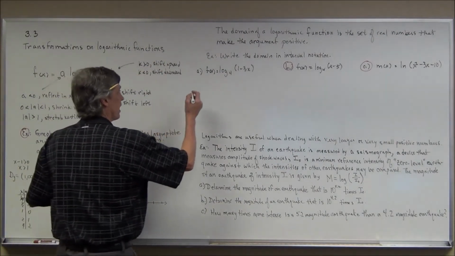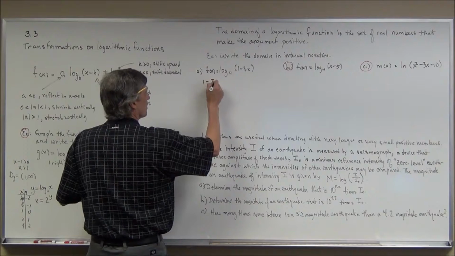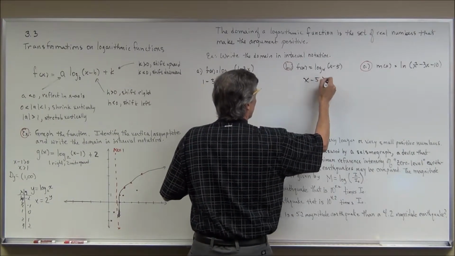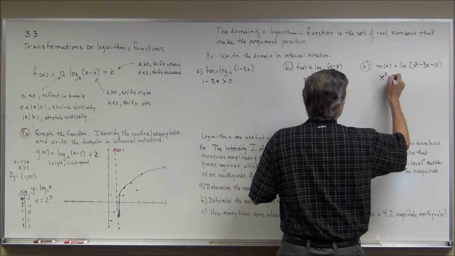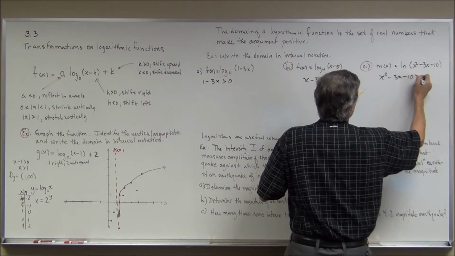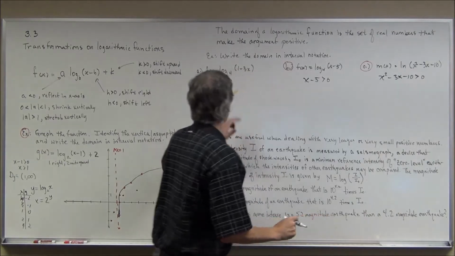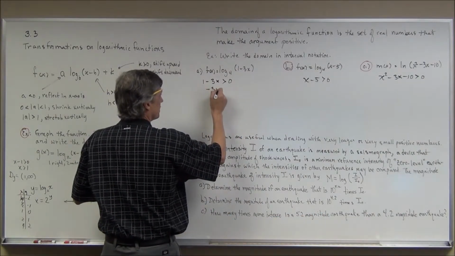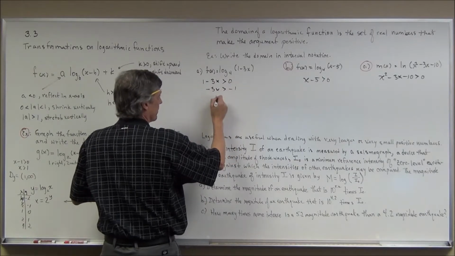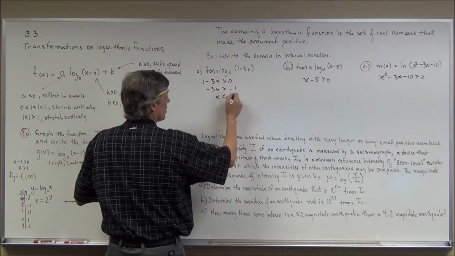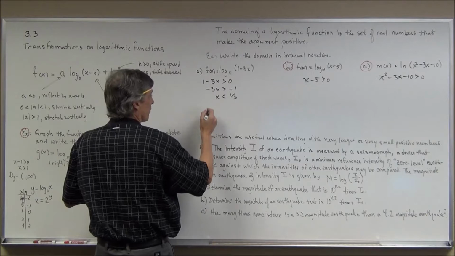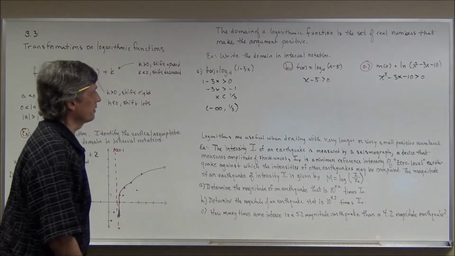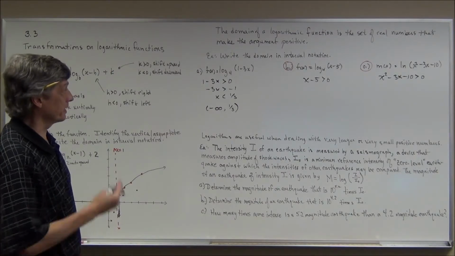And just like I did with the last problem, I'm going to set the argument greater than 0. Well, this one solves nicely, and so does this one. I would subtract 1 from both sides and divide by -3. That's going to reverse the inequality. And I'm going to write my answer in interval notation, so it's from -infinity to 1/3. And don't forget the parenthesis, because we're not including the 1/3. That would make it 0.